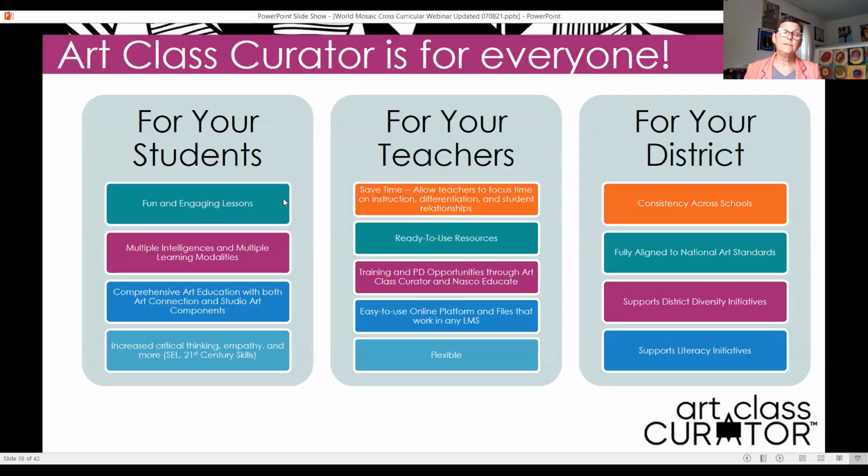This is great because it lays out how the art class curriculum and the World Mosaic and Perspectives through Nasco is for students, for teachers, and for the district. And so there's things for each that matter and resonate for each of these different groups, but it ties it all together. It's that win-win situation, which I know is very cliche, but it's so true. Ultimately, the students have to learn because that is what they're there for, and that is who you serve. And so they will benefit.